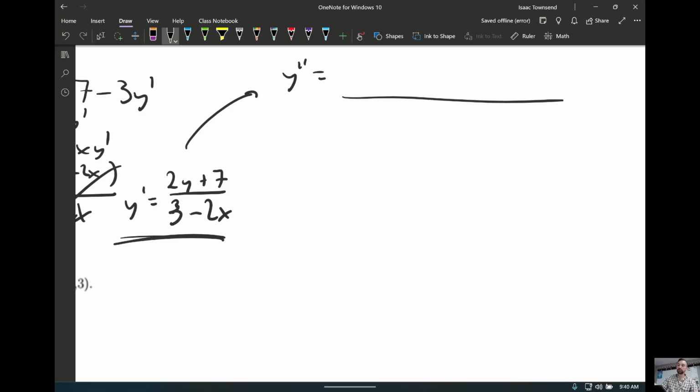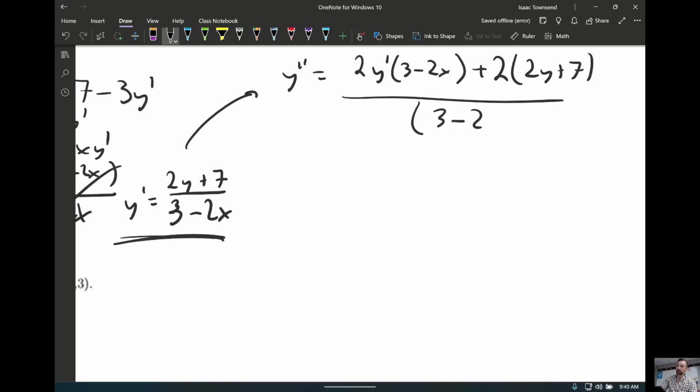So derivative of the top would be 2y prime times the bottom left alone, minus the derivative of the bottom, which should be 2 times the top left alone, all over denominator squared.